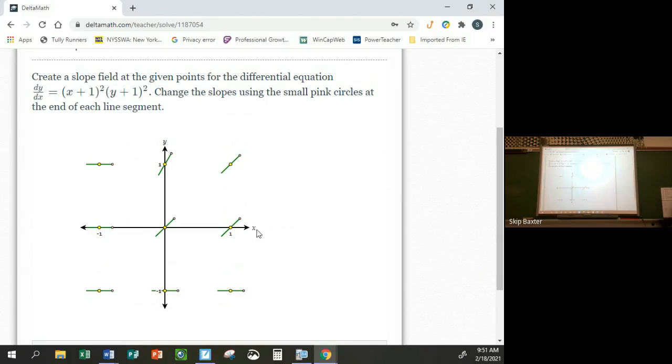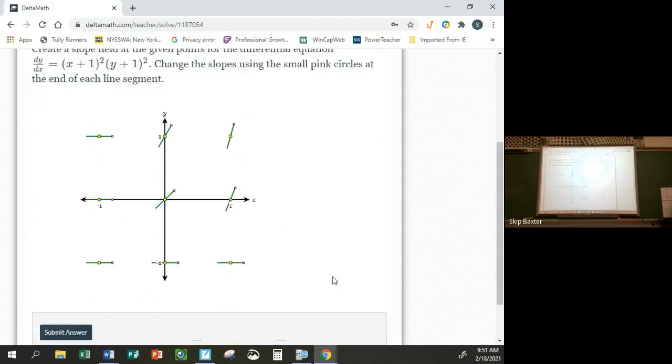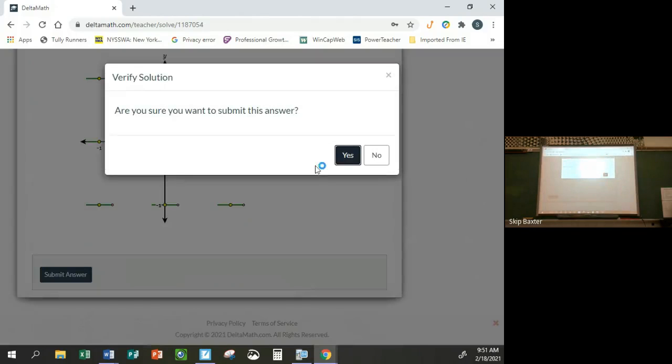If I plug in the point 1, 0, it's the same thing. It's going to give me 4. So I'm just going to make it look kind of steep like that. And then finally, if I plug in 1, 1, I get 4 times 4 is 16. So I got to make that look a little bit steeper, almost vertical, but not quite. And then I just submit, and boom, and that's it.